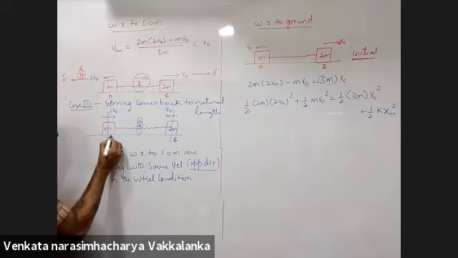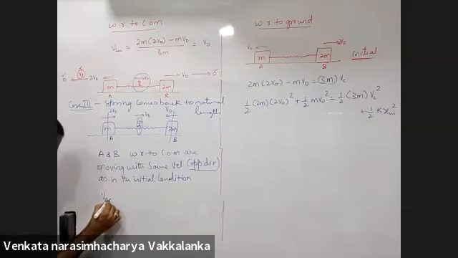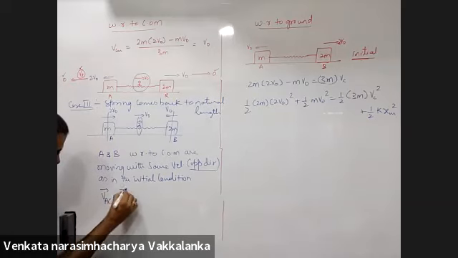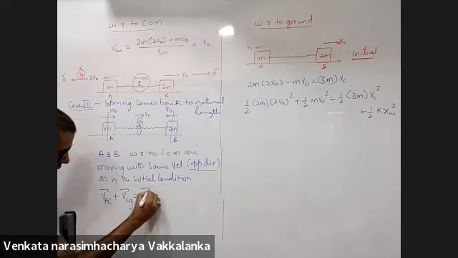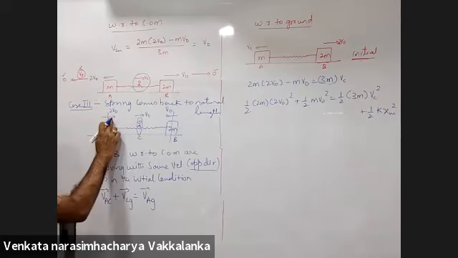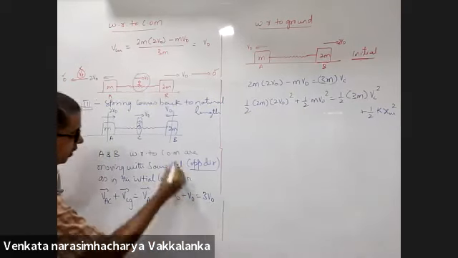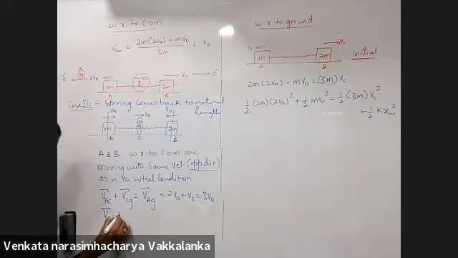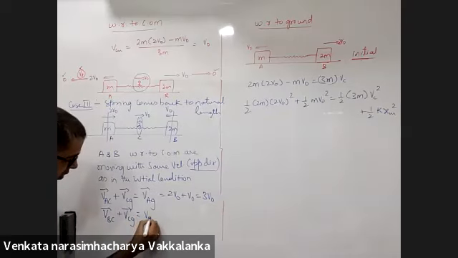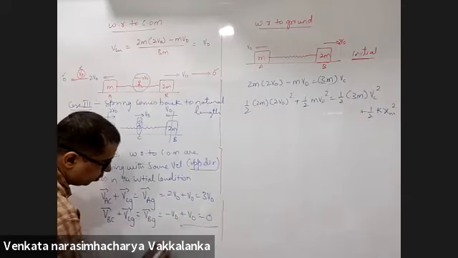Could you tell me what will be the velocity of A and B with respect to ground? I can. Velocity of A with respect to center of mass plus velocity of center of mass with respect to ground will be velocity of A with respect to ground. Velocity of A with respect to center of mass will be 2V naught. Plus V naught will turn out to be 3V naught. Velocity of B with respect to center of mass plus velocity of center of mass with respect to the ground is velocity of B with respect to ground: minus V naught plus V naught is 0.